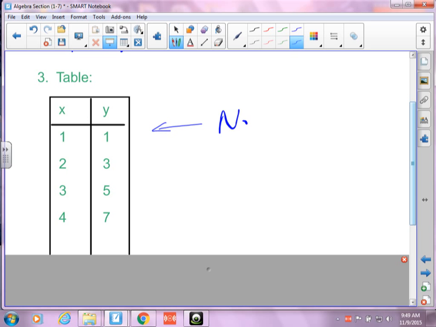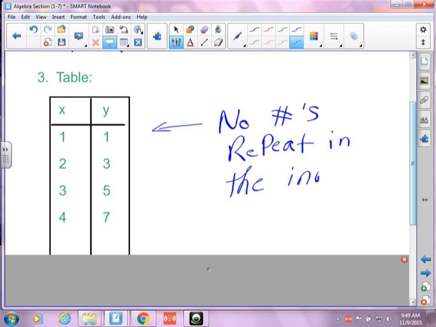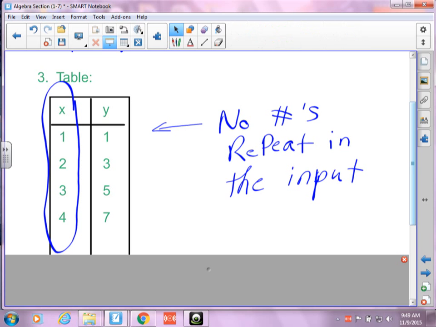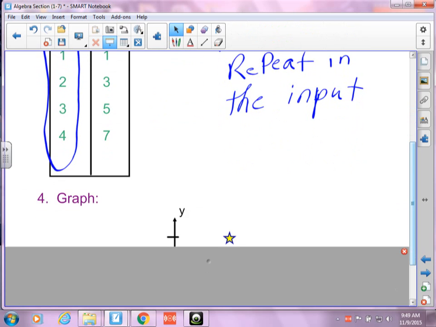Absolutely. No numbers repeat in the input. Remember we talked about that. There's no numbers that repeat here, so that's a good thing. Okay? And then finally, a graph.